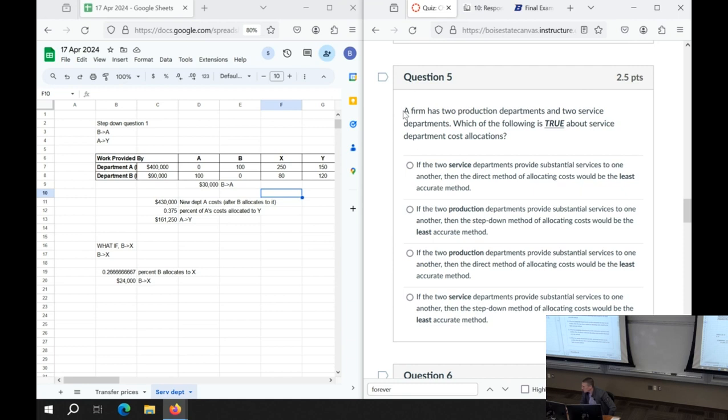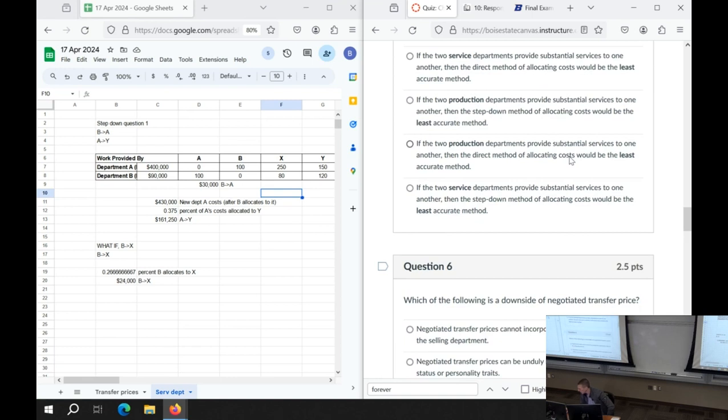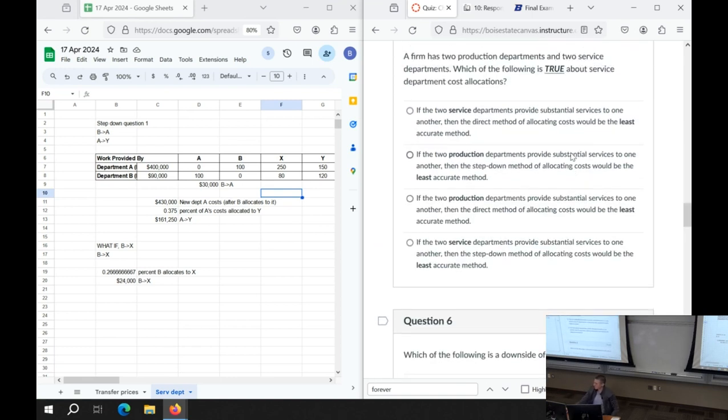All right. A firm has two production departments. I think this is our last, yeah, this is our last service department one. Two production departments and two service departments. Which of the following is true about service department cost allocations? Is it true that if the two service departments provide substantial services to one another, i.e. interdependency, then the direct method of allocating costs would be the least accurate method? Oh, well, that does sound true. Okay, that might be the right one. In fact, we can pre-select. Let's select here, but check the others just in case.